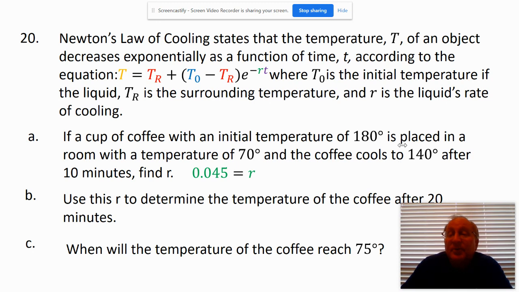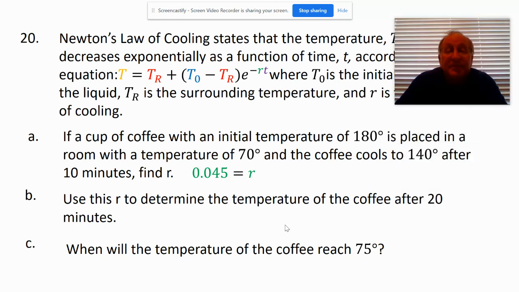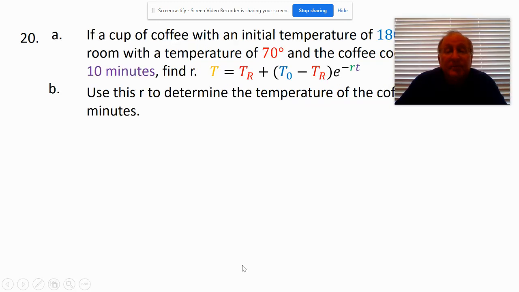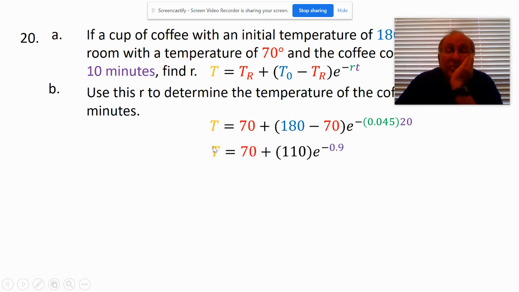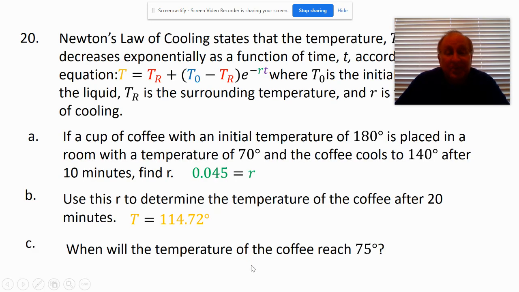So now I'm going to use this R to determine the temperature of the coffee. I want to go back up and plug in the same numbers, except this time I know R and I know the time, so I'll plug it all in to get an answer for the temperature. That part's still the same. Negative 0.045 times 20 is negative 0.9. e to the negative 0.9 times 110, added to the 70, is 114.72 degrees. So after 20 minutes, that's how hot the coffee is still going to be. Wow, it's still pretty warm.